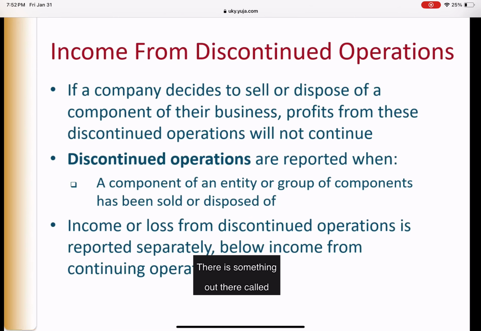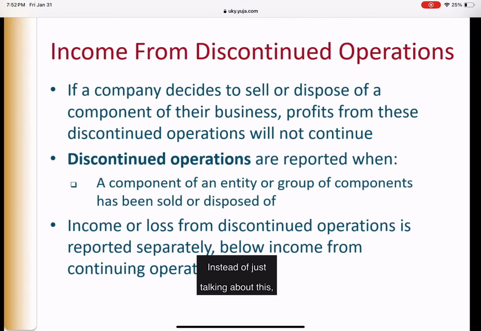There is something out there called income from discontinued operations. This is way different than these non-operating items. There is a situation where the company is discontinuing a certain segment or a big component of their business, and they sell it at a gain or a loss. So what they do is they break it down. They show you the income or loss from that division this year, and then they show you a gain or a loss from the actual sale of all the assets. So again, the key is a component of the entity or a group of components has been sold or disposed. That income or loss from the discontinued operations is shown as a separate line item on the income statement.